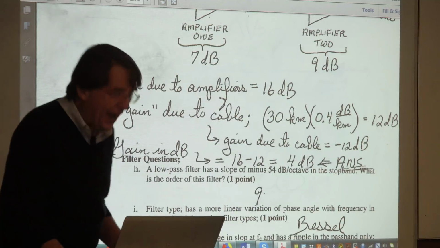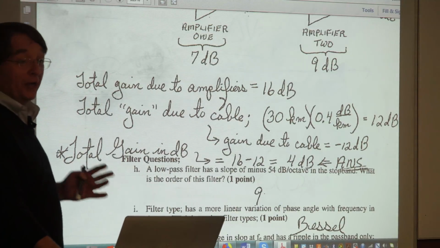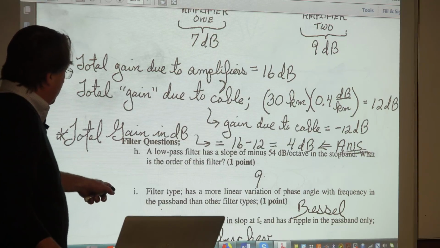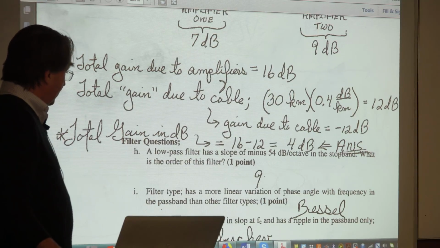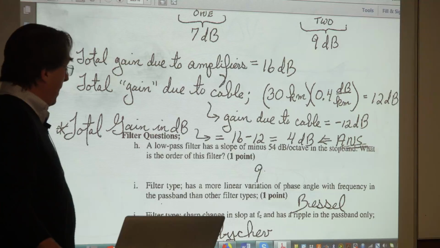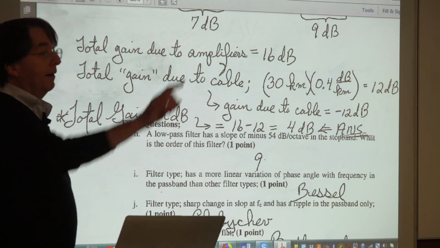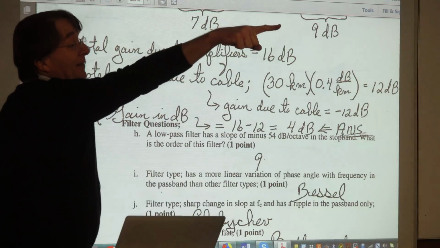Look at this. I'm up to I. At this point, I was on a roll. Could I make it up to Z? I don't know. Okay. Filter type, sharp change, and ripple in the passband only. Chebyshev. Maximally flat. There you go.